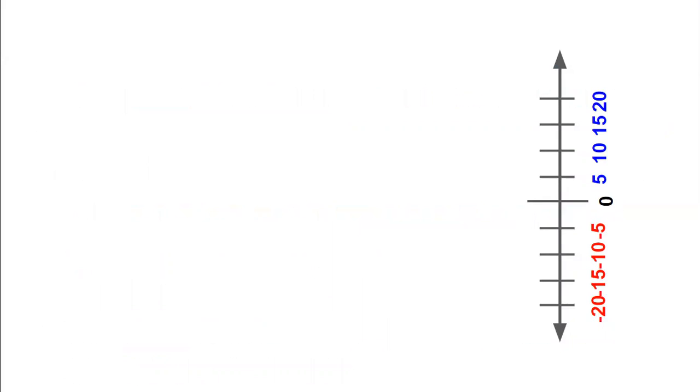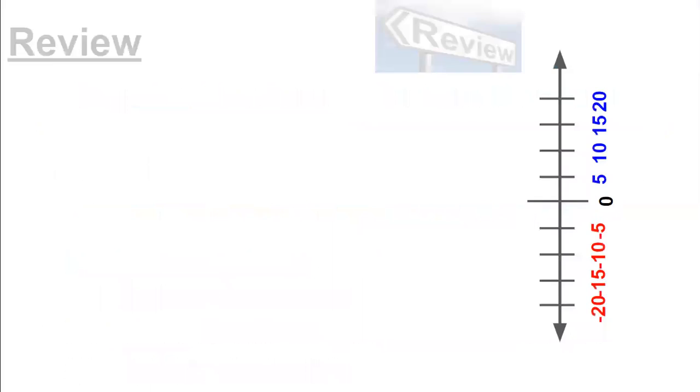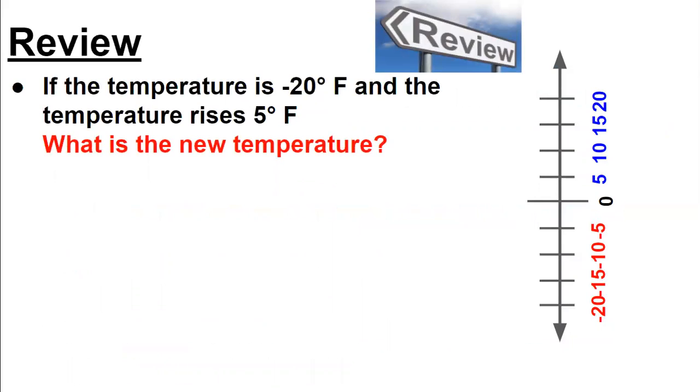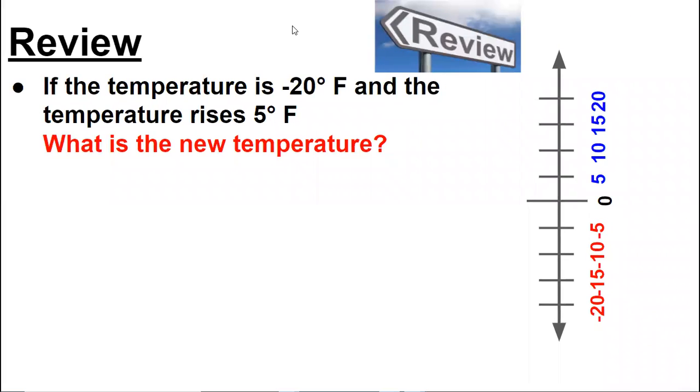Here is a vertical number line. We looked at this yesterday. If the temperature is -20 degrees Fahrenheit and the temperature rises 5 degrees, what is the new temperature? So it's starting at -20 and it's rising, so it's going up 5 degrees. So we can't really show that by counting. We have to think that through in our head with our number line here. So what is the new temperature?